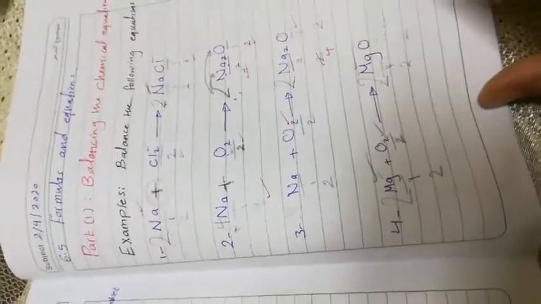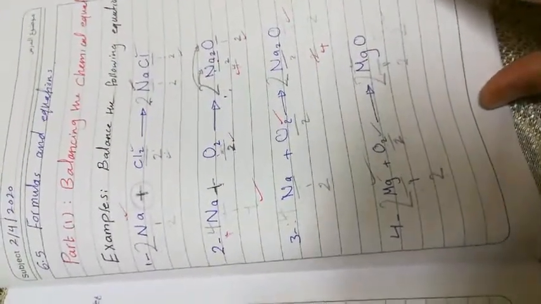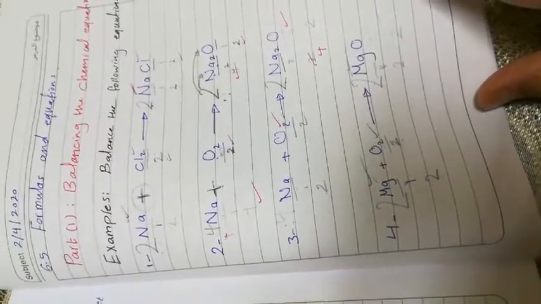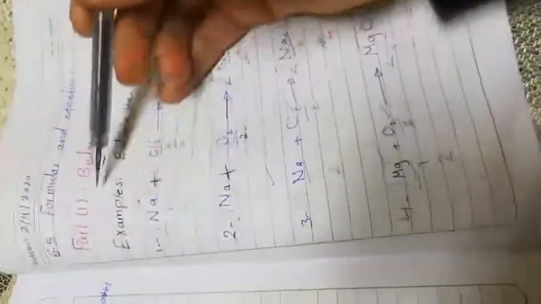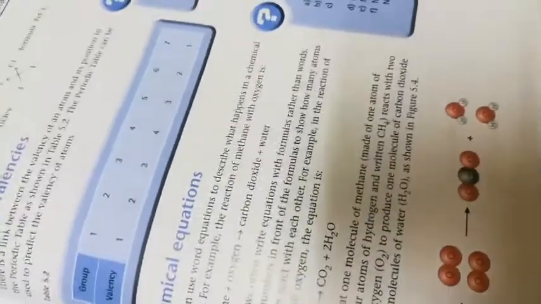Hi my students, today we will complete our lesson about balancing equations. Last time we explained the 6 examples and I told you to copy them in your notebook. So please be sure that you have written all of these examples in your notebook, and today we will complete explaining balancing.